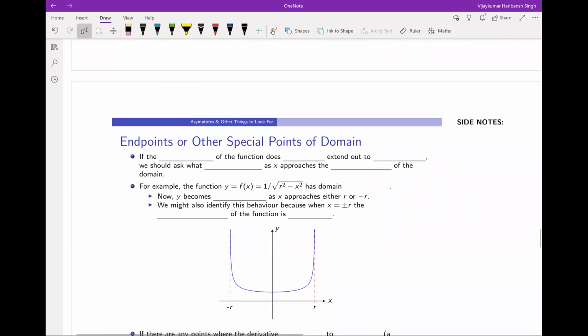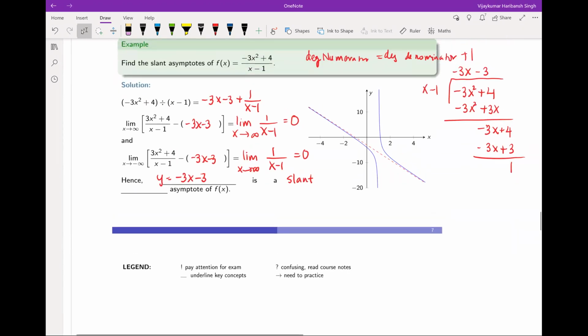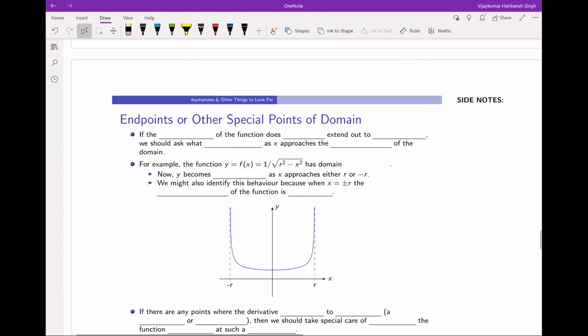So this is how you basically consider the asymptotes. Now there are a few more points to consider when we are sketching the graph of the function. So other considerations are the endpoints or the special points of the domain.